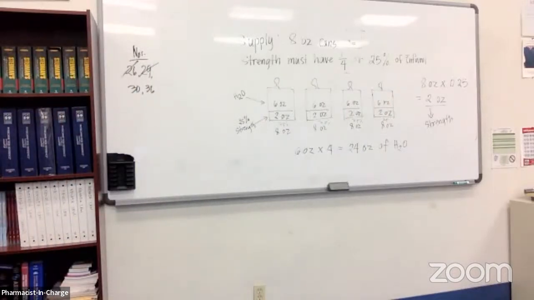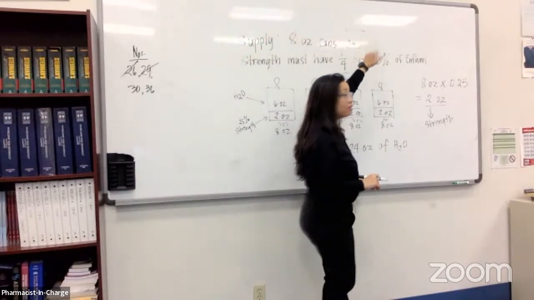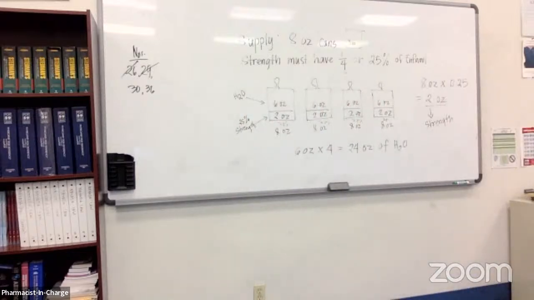And if you're asked how much water did you add to use up this 8 ounce can? 6 times 4. You ended up with 4 feedings. You can feed 4 babies. That's how you can think about it too, because it's only 25% strength or a quarter strength. Is that clear? So the next question is, how many feedings did you make out of the 8 ounce can with 25% strength? The answer is 4.